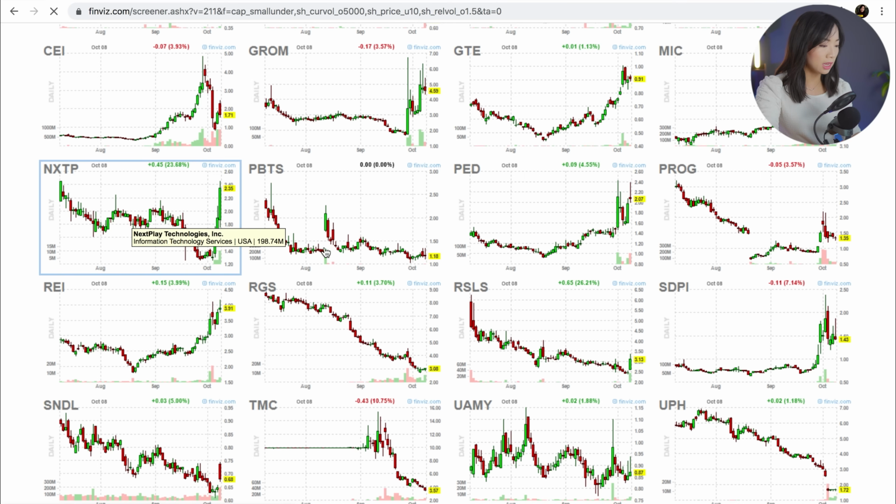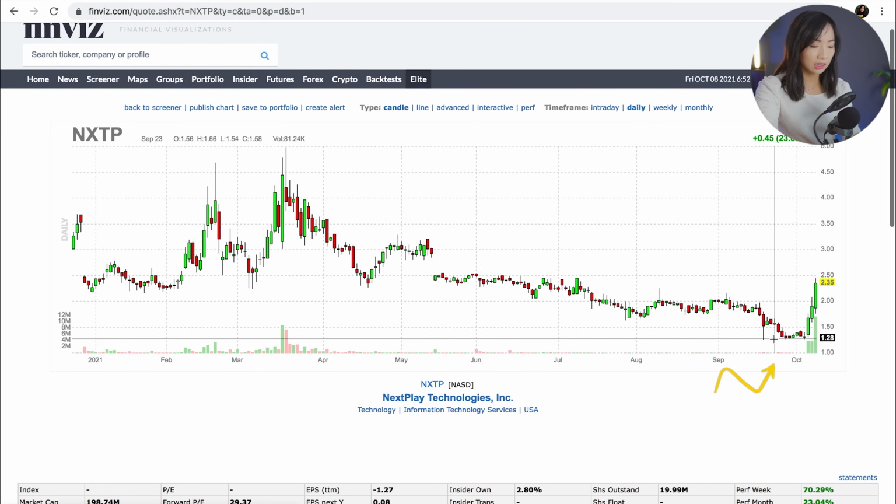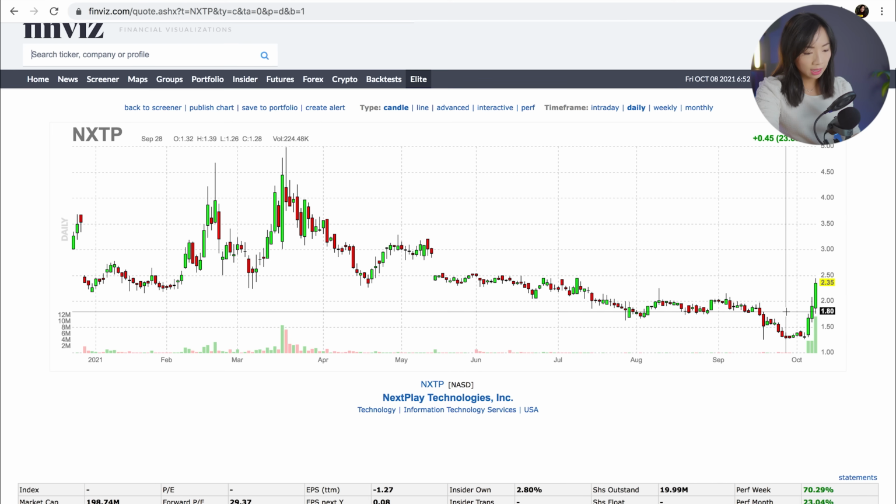Another good example here would be the stock NXTP. If we look at the chart on the daily, you can see that this thing consolidated and held the support around 130 for a couple of weeks. Then once it broke about 150 and later on around $2, it's starting to break out from 2 to 230. So this will be another stock that we can look at later on.